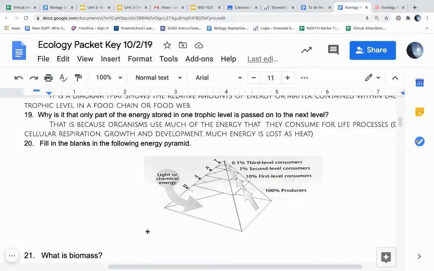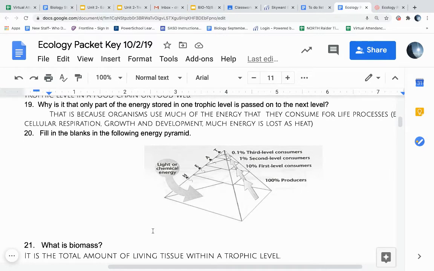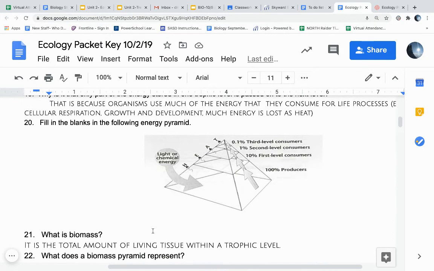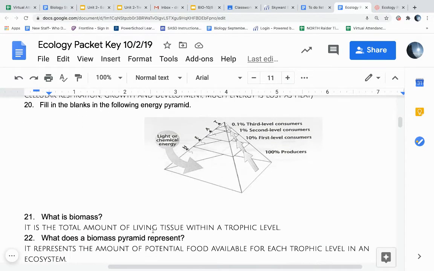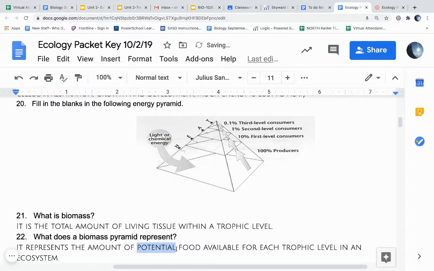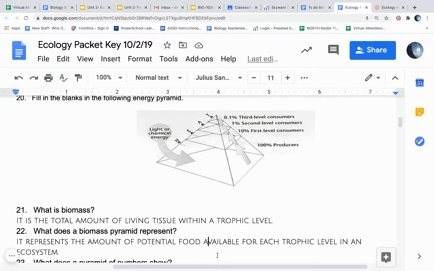So biomass is the biological matter that fills up an ecosystem, like the woody trunk of a tree would be biomass, the root mass of a tree would be biomass, a fox's body would be biomass. So it's the total amount of living tissue within a given trophic level. What does a biomass pyramid represent? It represents the amount of potential food, keyword potential, available for each trophic level in an ecosystem. So biomass cycles a little bit different than, say, energy would. So we're going to take a look at pyramids in the future with biomass.